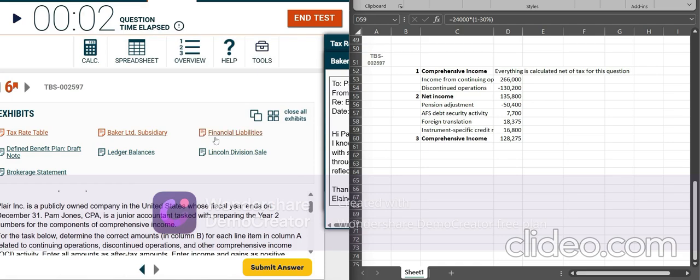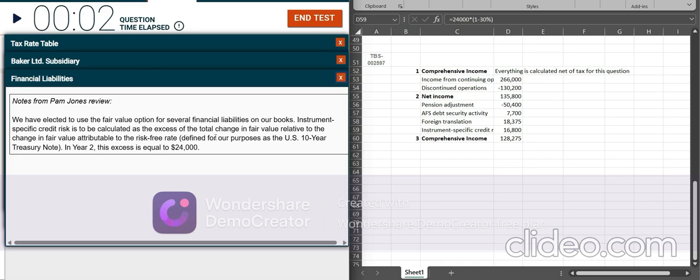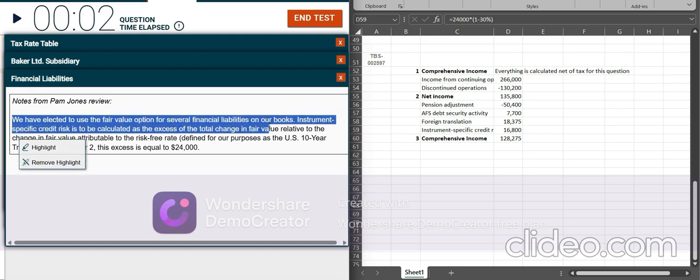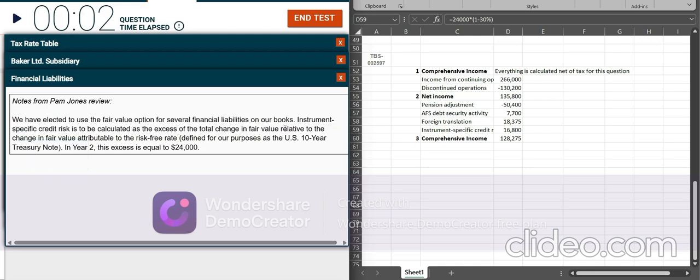Now take a look at the third exhibit, which is financial liability. In this exhibit we have elected to use the fair value option for several financial liabilities on our books. Instrument specific credit risk is to be calculated as the excess of the total change in fair value relative to the change in the fair value attributable to the risk free rate bracket, defined for our purpose as the US 10-year Treasury note. In year 2, this excess is equal to 24,000.